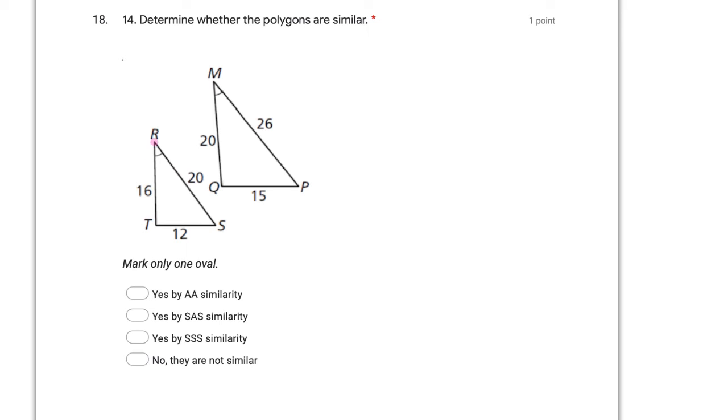Let's see here. We've got this side and this side. And this side pairs with this side, and this and this. Let's just check the pink ones here. The ratio would be 16 over 20. The red ones, I would do 20 over 26, and the green ones, 12 over 15. And then we just reduce these.